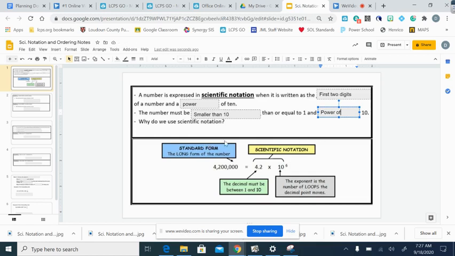When do we use scientific notation? We use scientific notation when we have a number written very largely and we want to make it smaller and easier to read. So here's a number written in long form, 4,200,000. Here it is written in scientific notation. We have our decimal between 1 and 10, and then we have our power of 10 over here.